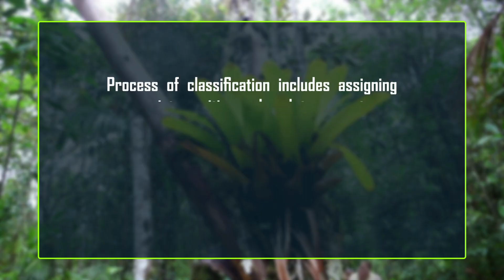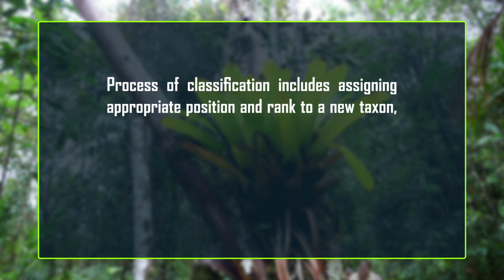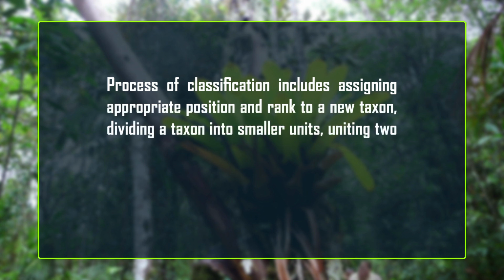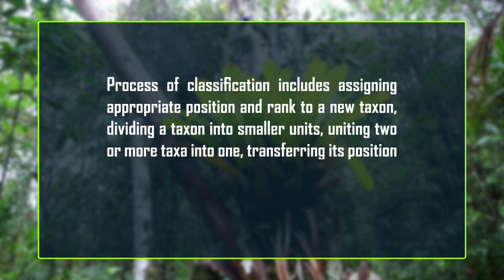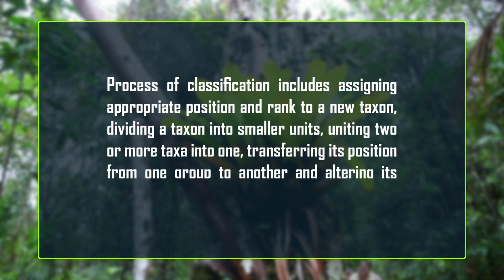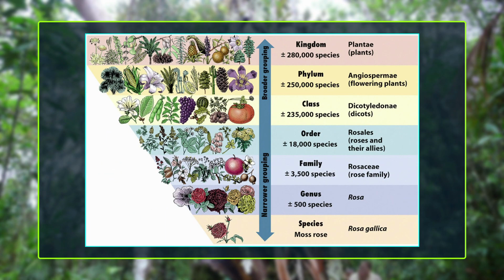In fact, the process of classification includes assigning appropriate position and rank to a new taxon, dividing a taxon into smaller units, uniting two or more taxa into one, transferring its position from one group to another, and altering its rank. Once established, a classification provides an important mechanism of information storage, information retrieval, and its proper usage. This ranked system of classification is popularly known as the linear hierarchical system.